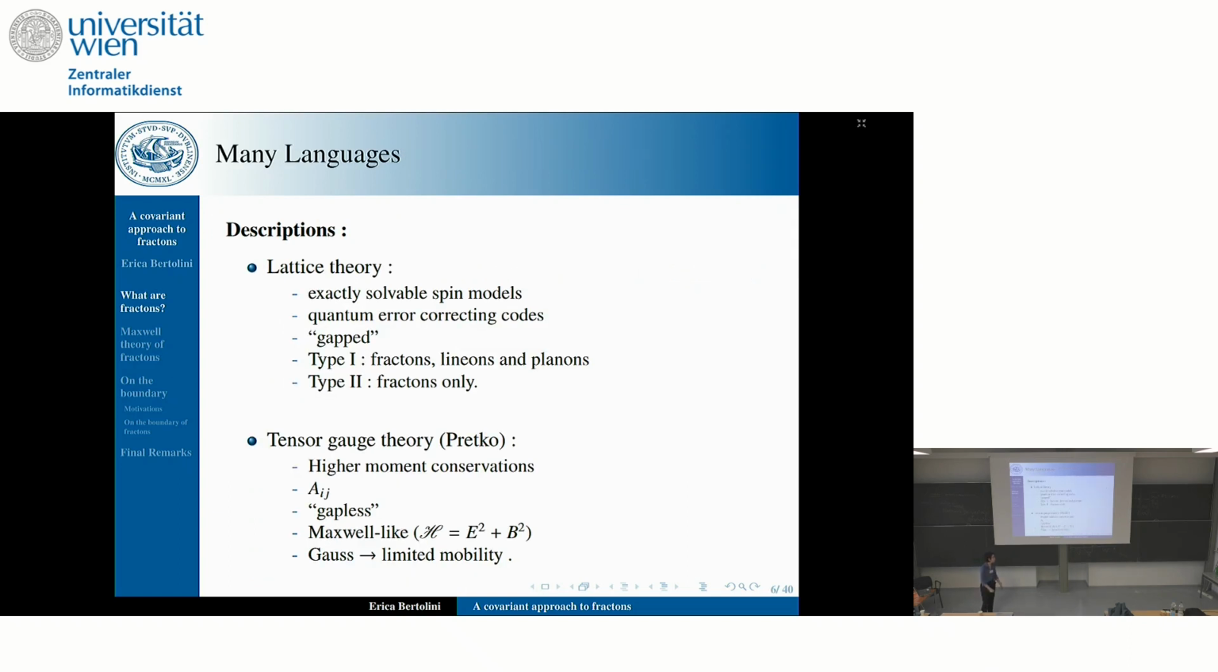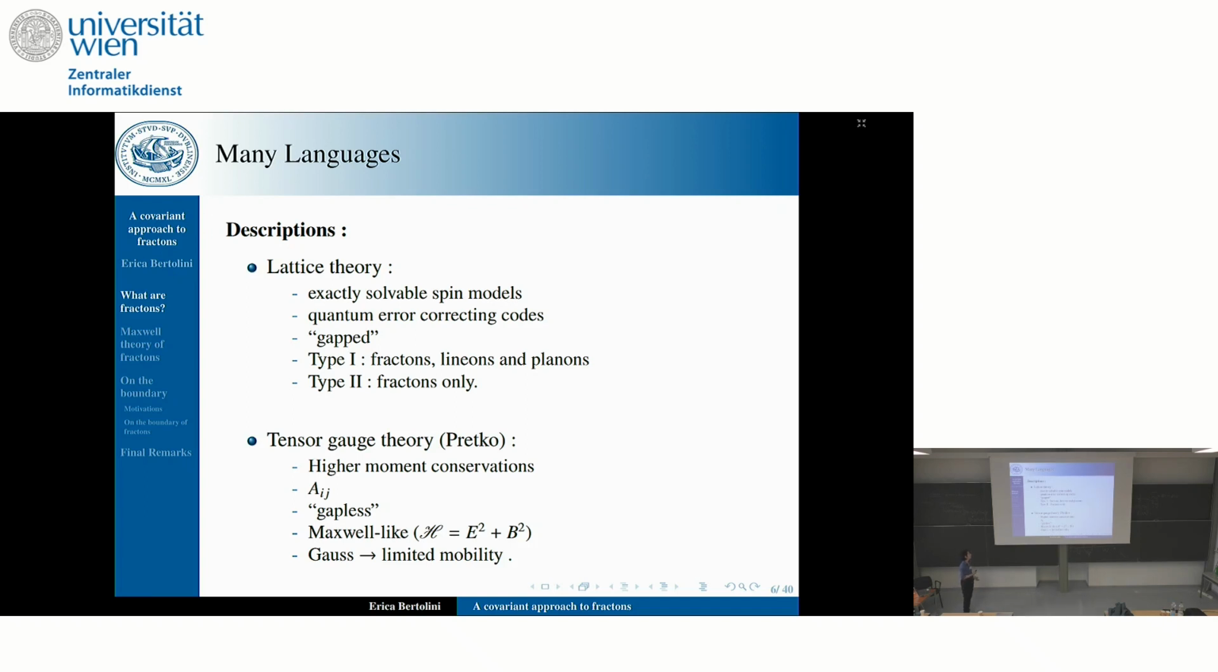And this also reflects into the fact that there are many languages that can be used to describe fractons. For instance, lattice gauge theories, which I'm not very familiar with. I'm more familiar with the tensor gauge theories, but in this case, we're talking about exactly solvable spin models, and they are mainly gapped, so massive theories, and they are divided into two main classes called type 1 and type 2 fracton models, depending on the quasiparticle content.